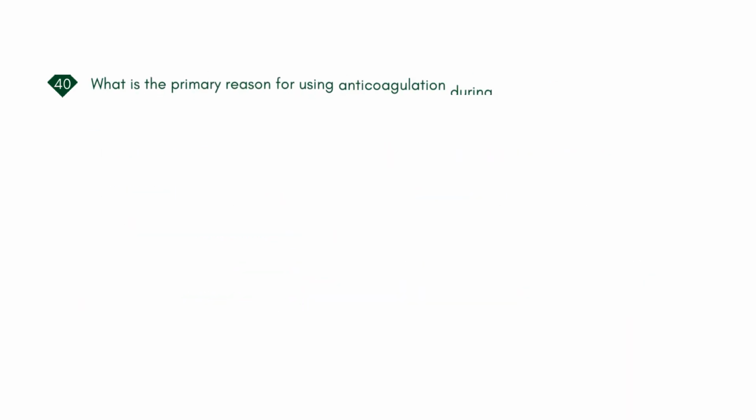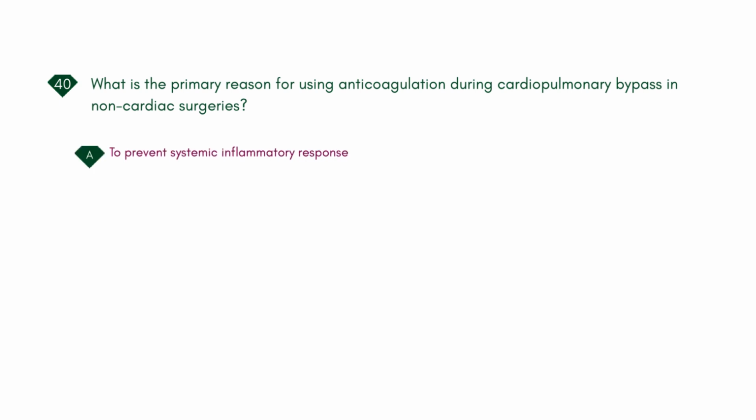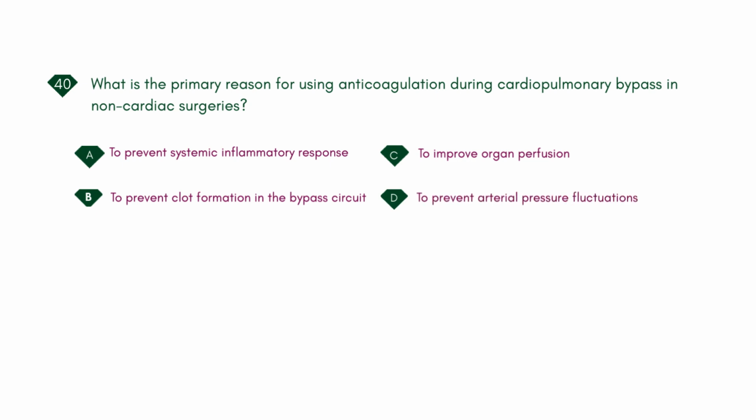What is the primary reason for using anticoagulation during cardiopulmonary bypass in non-cardiac surgeries? A. To prevent systemic inflammatory response. B. To prevent clot formation in the bypass circuit. C. To improve organ perfusion. D. To prevent arterial pressure fluctuations.